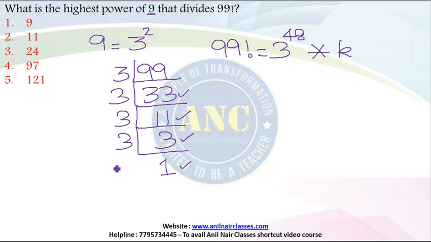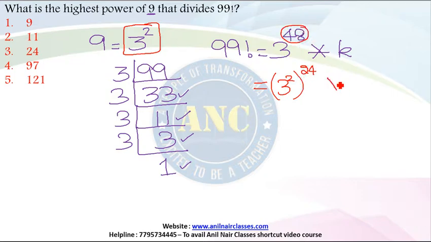But suppose the question is find the highest power of 3 in 99 factorial, the answer would have been 48. But the question is not find the highest power of 3. The question is find the highest power of 9. 9 is nothing but 3 square. That means write down the 3 square first and then write the power whatever is required. That means 3 square to the power of which number will give you 48? 3 square power 24 will give you 48.